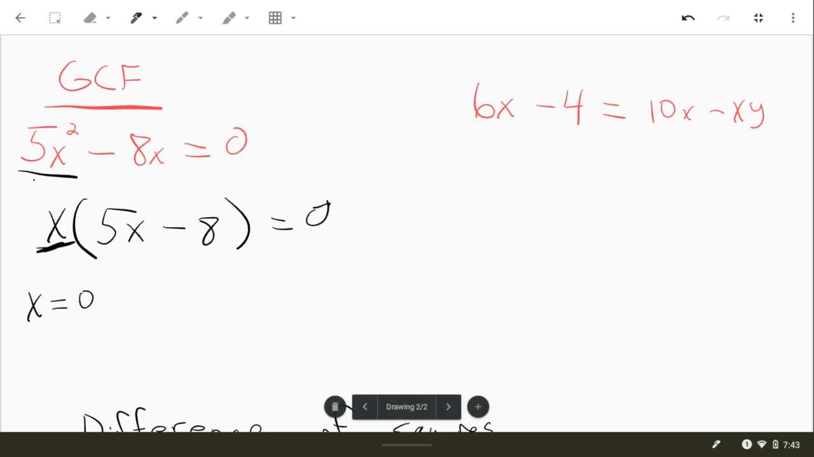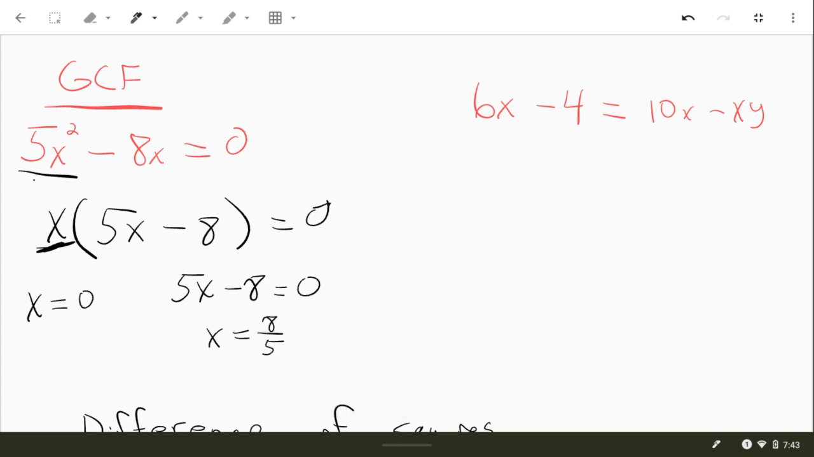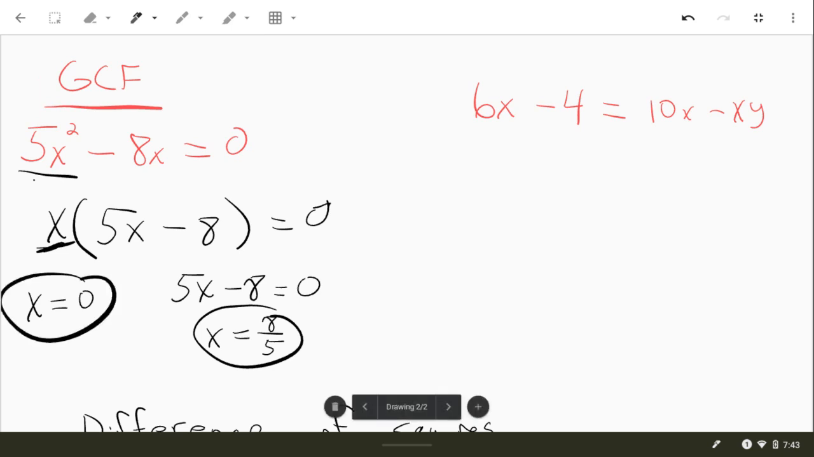So that first one just means x equals 0. And then I'll take 5x minus 8 and set that equal to 0. And then we'll just solve this. Add 8 to both sides, and then divide by 5. So you get 8 over 5. Cool, 2 answers there.